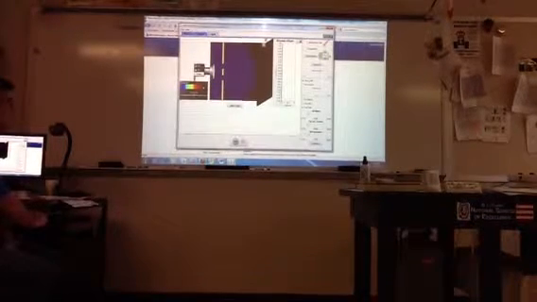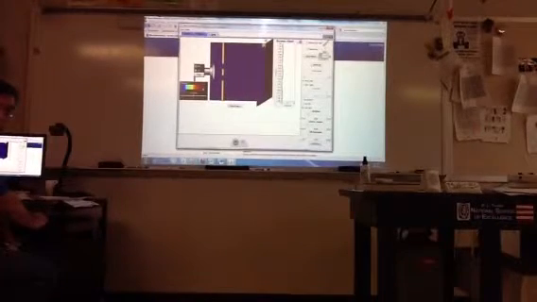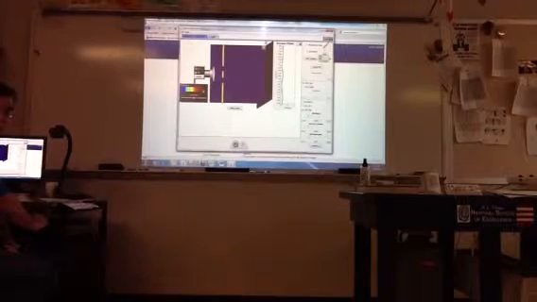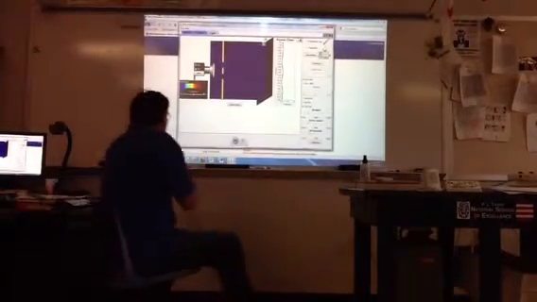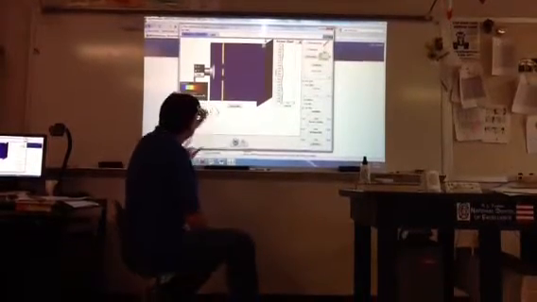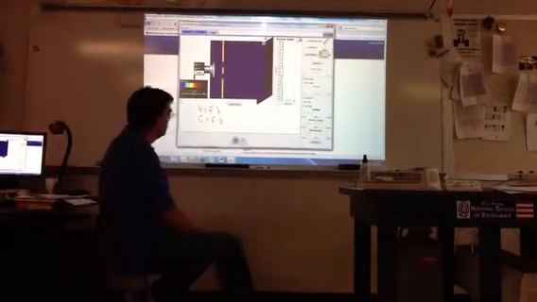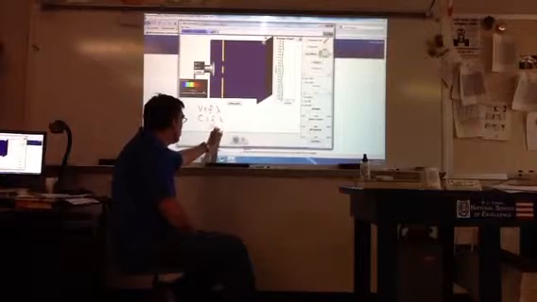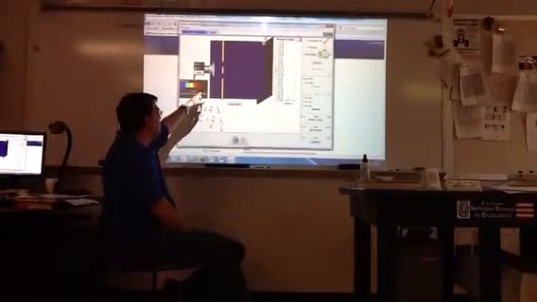Red light has the highest wavelength, but it's the lowest energy, because the energy of a wave depends on its frequency. And since all waves travel at the same speed, v equals f lambda, all these light waves travel at the speed of light, equals f times lambda. And so the higher the frequency, the lower the wavelength. And red light has the highest wavelength and the lowest frequency.